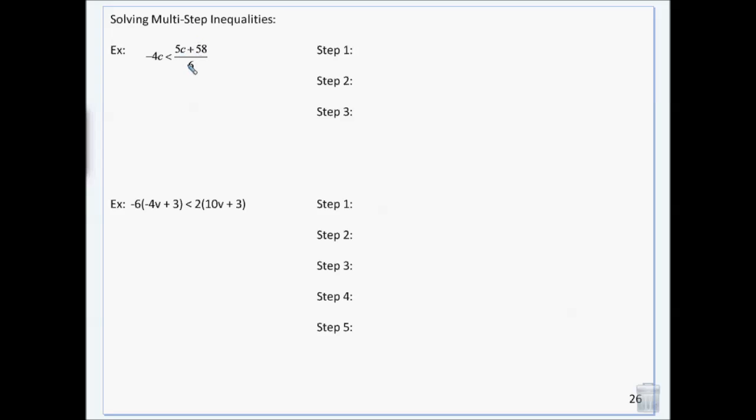Step 1, we want to multiply by this 6. So I'm going to multiply both sides by 6. And that is going to give me -24c is less than 5c plus 58.